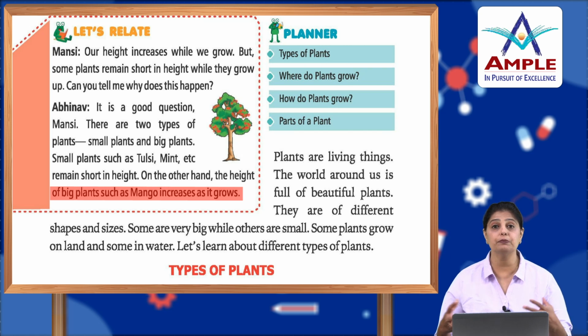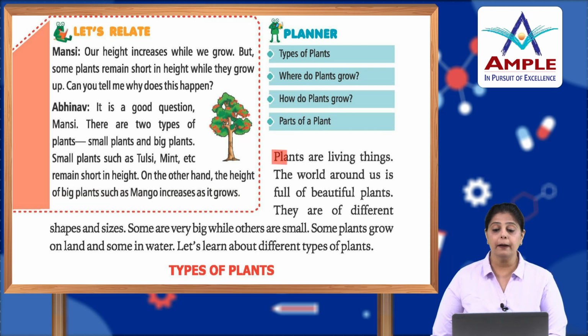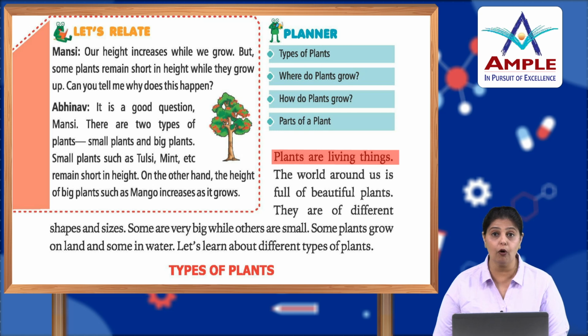Now, what are these big plants? What do we term these big plants? We call them trees. Small plants are also divided as shrubs, as herbs, so different things. So, let's look at it as we go ahead. Now, plants are living things. We all know that they are living organisms. They also need food and air and water to survive, isn't it?